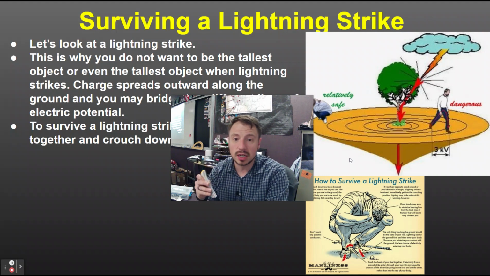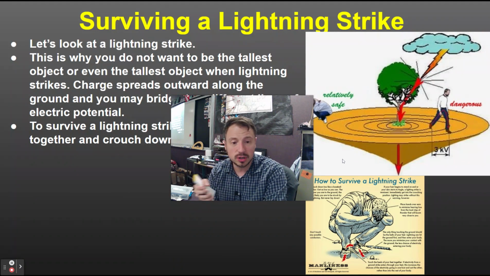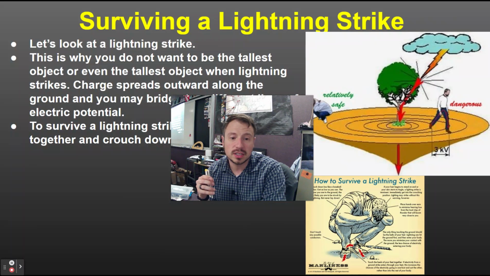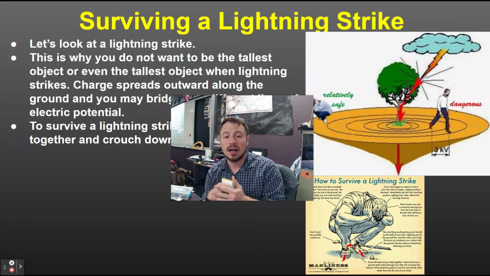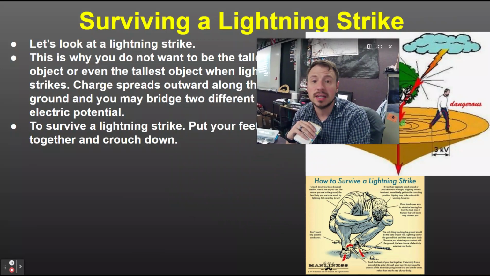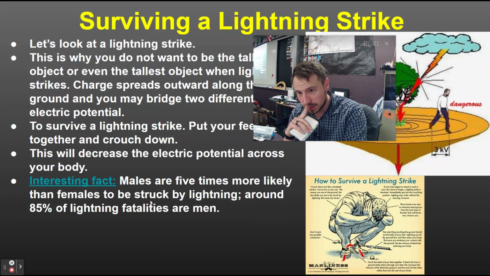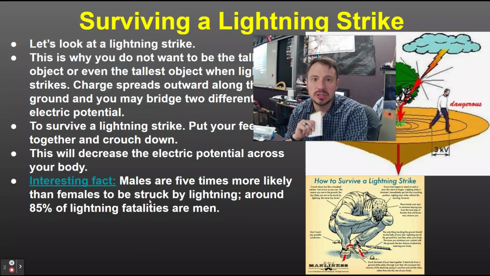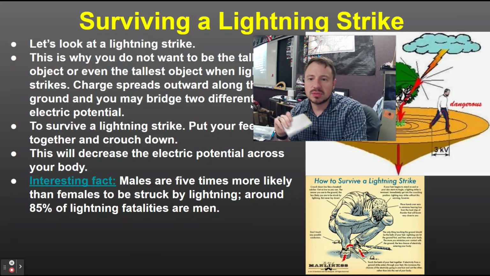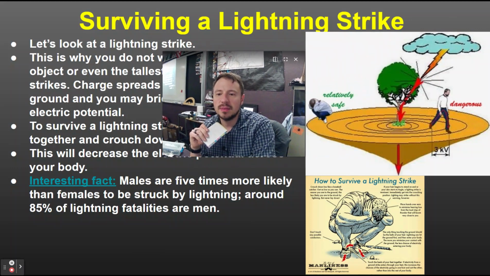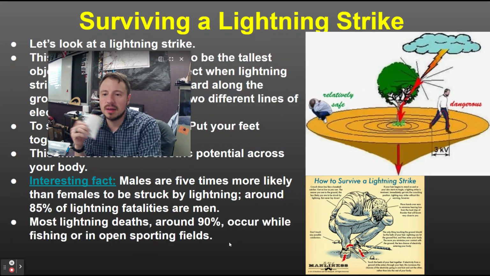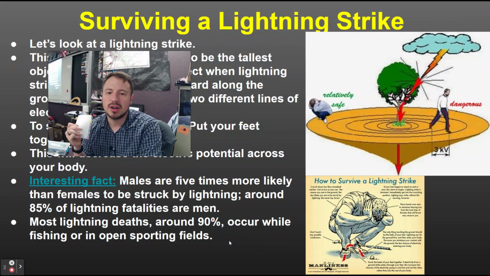So if you're stuck in a storm, put your feet together and crouch down. That way you're not connecting a high to a low potential if lightning strikes around you. But like I said, seek shelter or stay inside. That's the best bet. An interesting fact is males are 5 times more likely than females to be struck by lightning. About 85% of fatalities are men, and the reason is that most lightning deaths, around 90%, occur while fishing or in open sporting fields like golf.